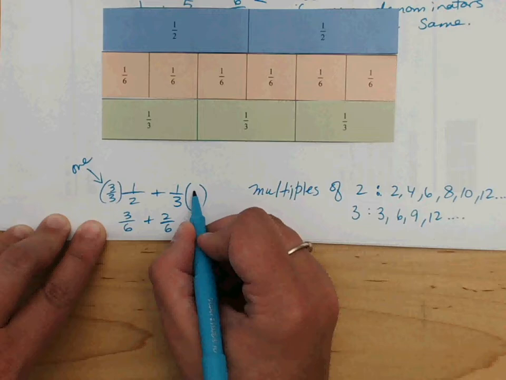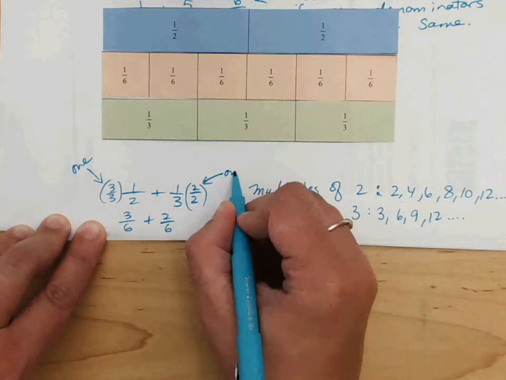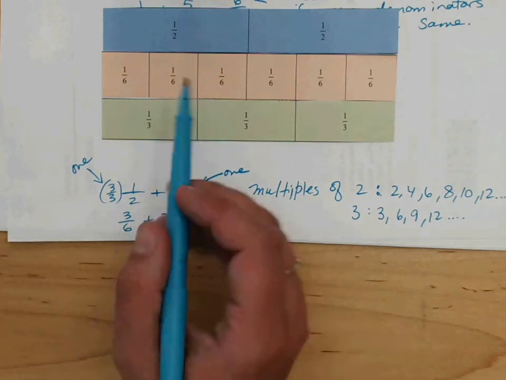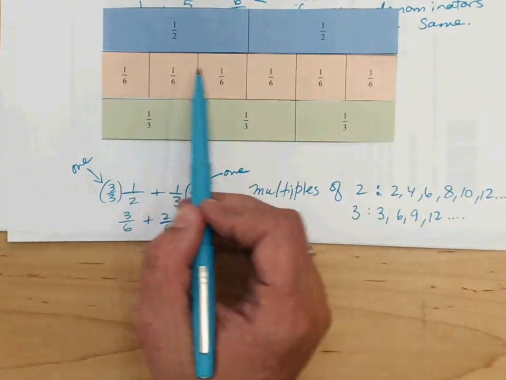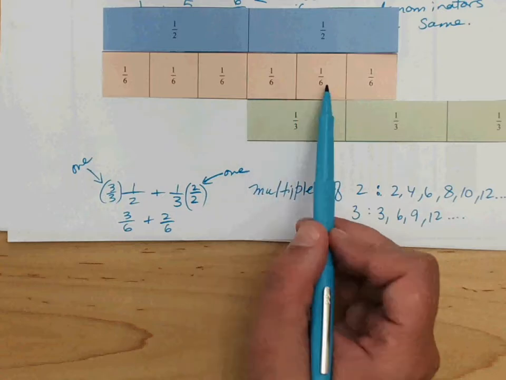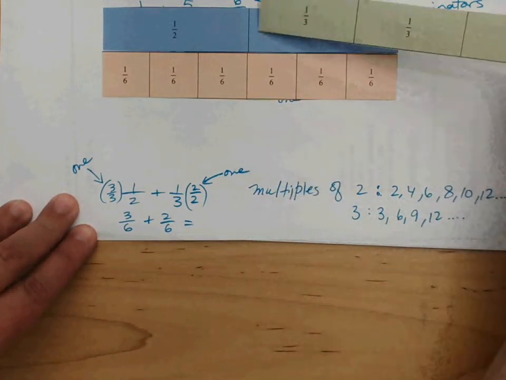Okay, 2/6, and you would be multiplying by 2 over 2, also the same thing as 1. So when you multiply by 1, you don't change something's value. So now here's my 1/2, which is equal to 3/6. Here's my 1/3, which is equal to 2/6. How many sixths do I have altogether if I add these together?